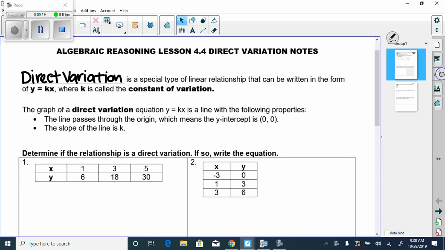Okay, so direct variation is a special type of linear relationship that can be written in the form of y equals k times x, where k is the constant of variation. So basically, we need some constant where we normally put our slope. So we need this to be increasing by some constant rate every time. Okay?